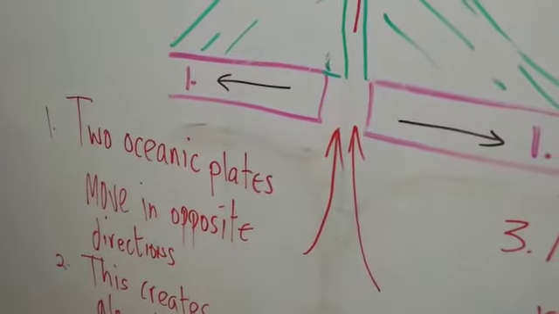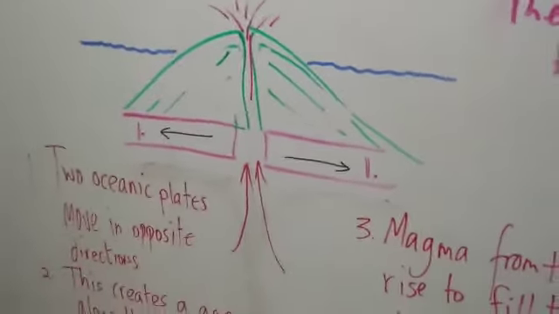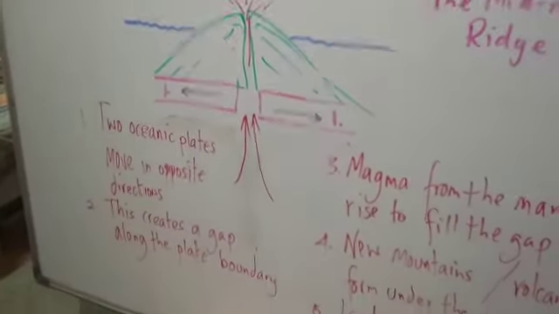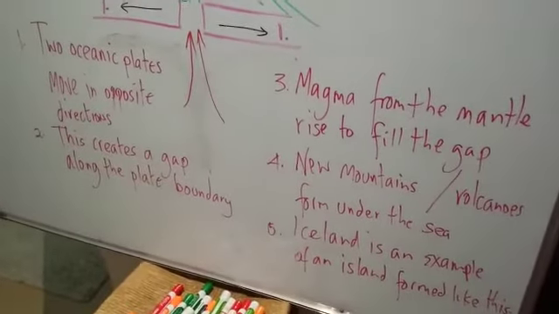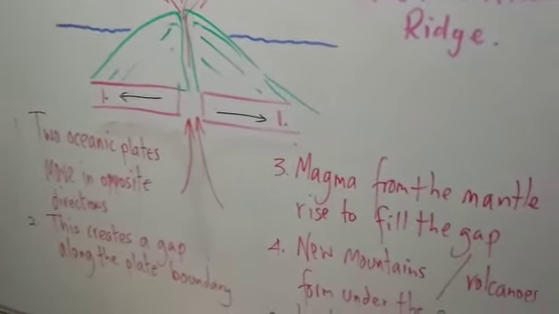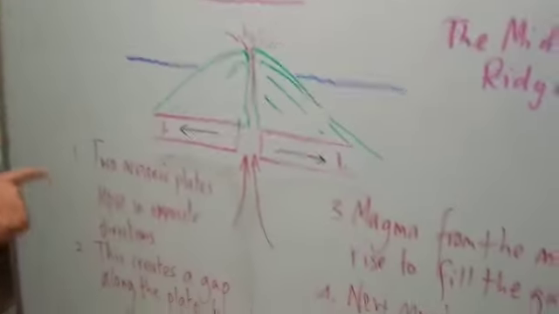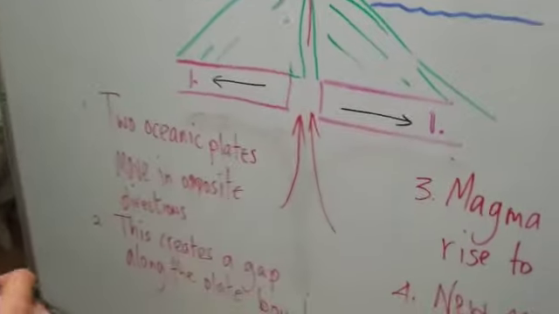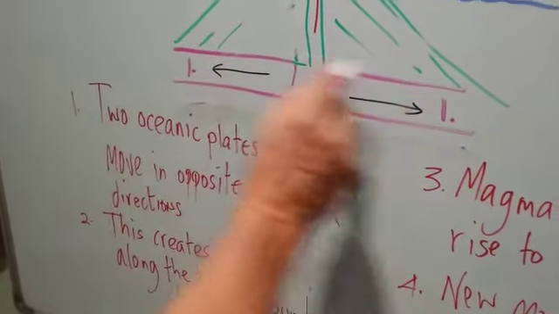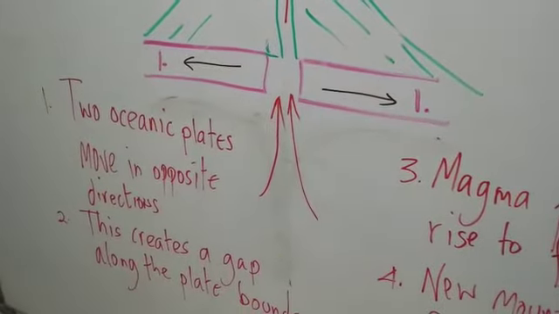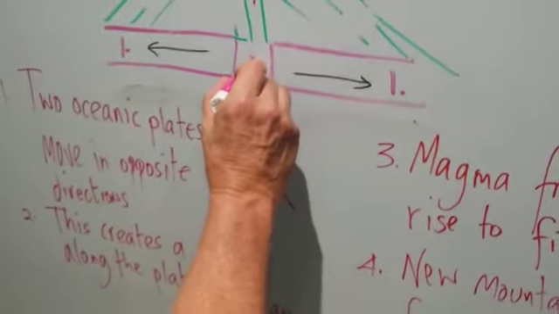Right, as you can see, I've now put some annotated labels underneath this diagram. It's too difficult to put all of the diagram labels on the picture itself. However, if you're drawing something in your book, you could actually put the labels around. So let me go through the process. So you've got two oceanic plates. Those are the more dense plates on the ocean floor, and they are moving in the opposite directions. This then creates a gap along the plate boundary. So there's your gap.